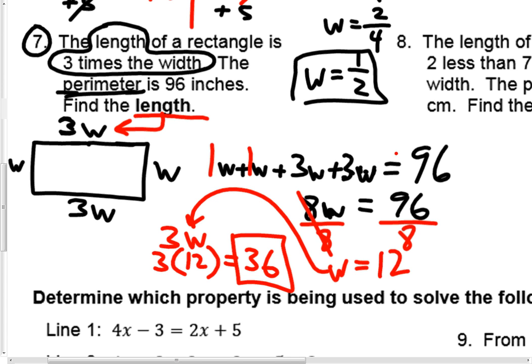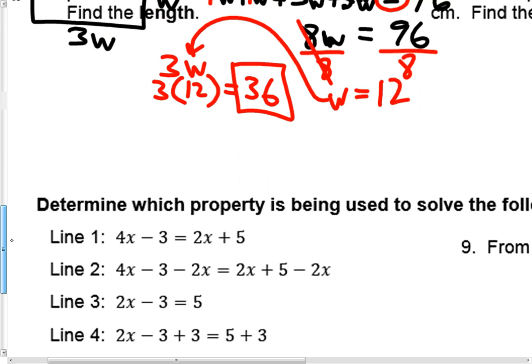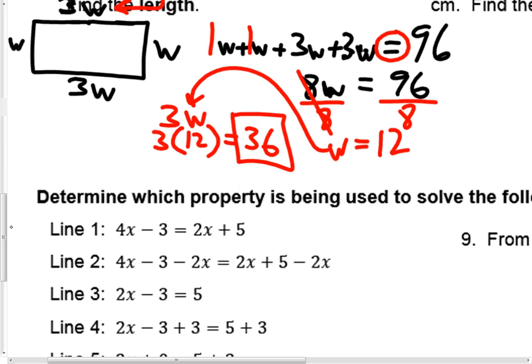What symbol is this? An equal sign. You will have perimeter problems for inequalities, and you have perimeter problems with equal signs. They're different. They're going to be in different sections of the test. Don't do the same thing for each problem. When we get to study guide 4, you'll see what I'm talking about. Jump down. Properties.